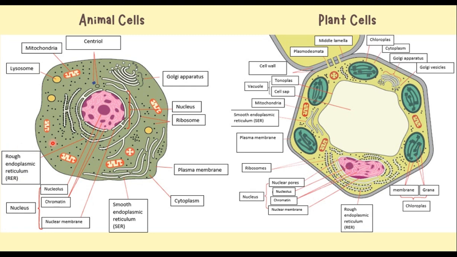Endoplasmic reticulum is to synthesize lipid, and this is ribosome. The ribosome function is to synthesize protein. Organelles that are generally not found in plants but are found in animals: there is centriole. The function is for cell division, and cilia for cell movement.